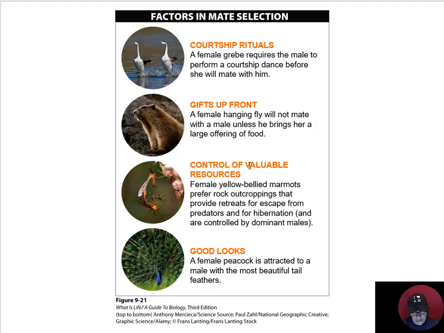And then we have control of valuable resources. Here we've got female yellow-bellied marmots, which is this animal, who prefer rock outcroppings that provide retreats for escape from predators and for hibernation. And these rock outcroppings are controlled by dominant males. So that's one of the factors in mate selection. And of course, good looks. Here we've got a female peacock attracted to a male with the most beautiful tail feathers. Okay.